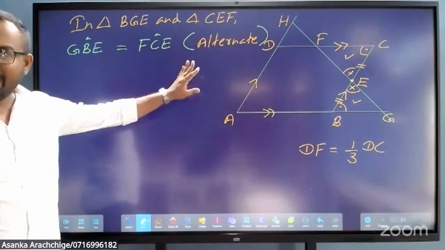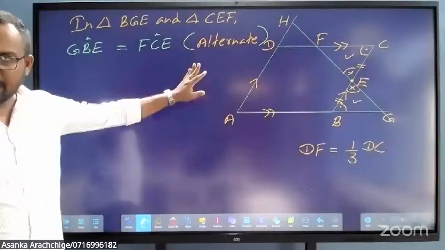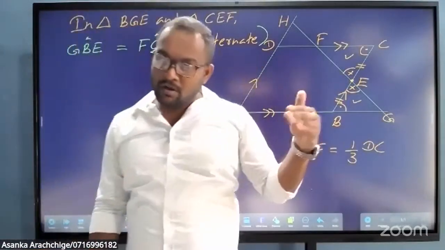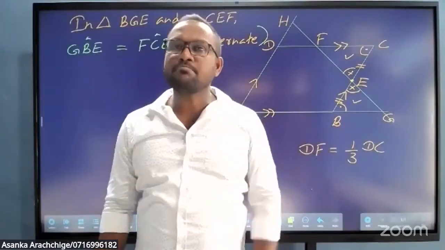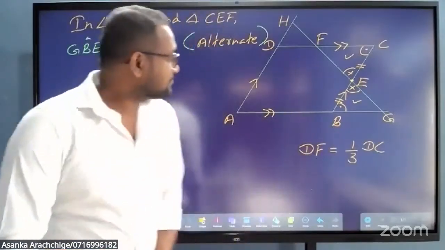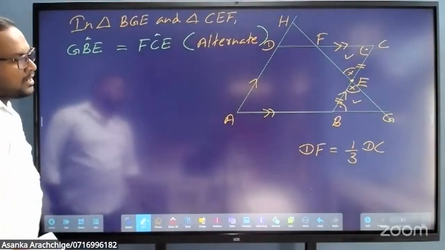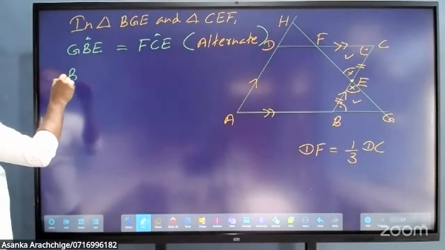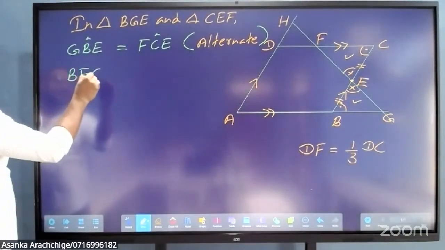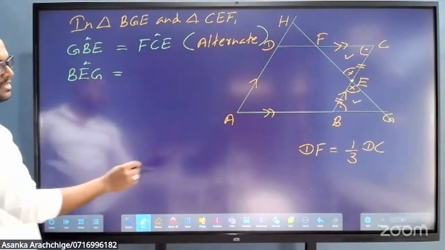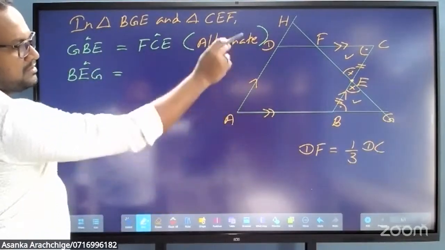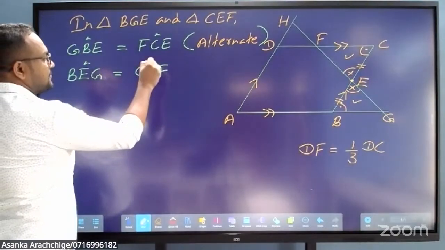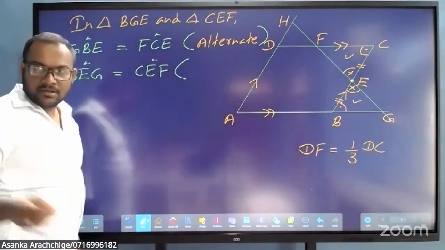Just alternate angles is not sufficient, right? Because alternate angles are not always equal. They are equal only when the lines are parallel. Clear? Then you can say angle BEG must be equal to angle CEF. Write the reason. Tell me the reason for that.